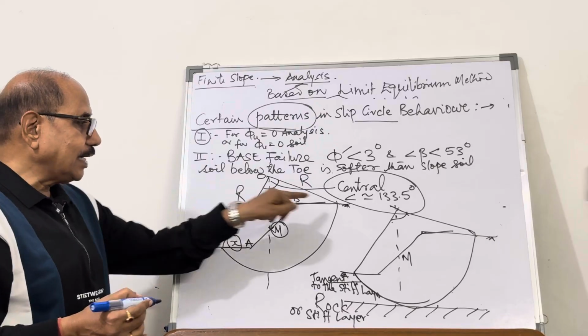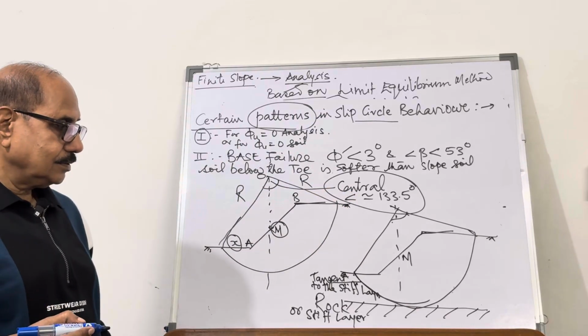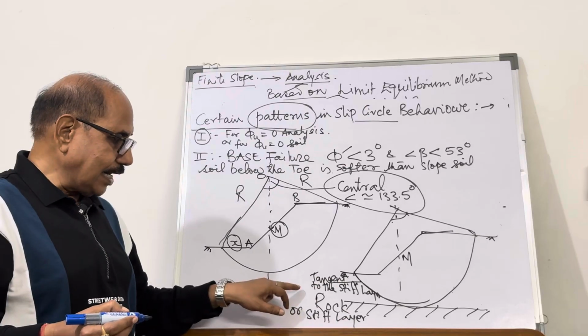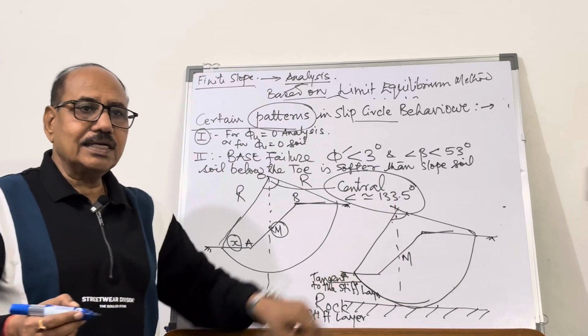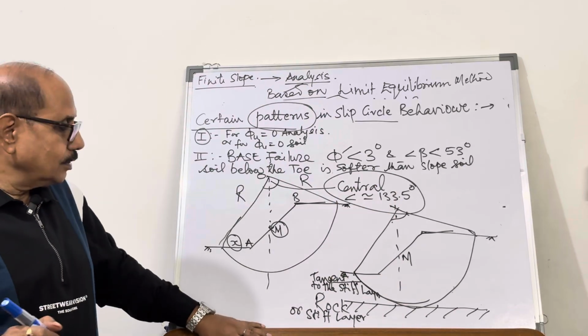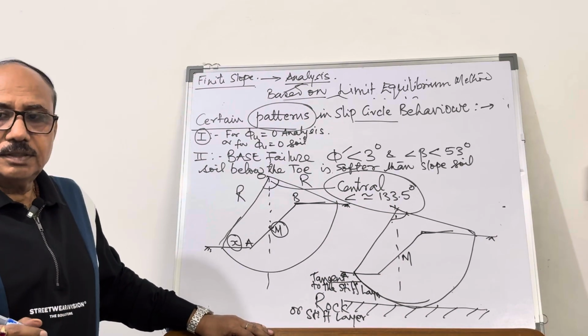What is the guideline? The additional guideline is the central angle here. Here, what is the guideline? If it is a stiff layer, this circle is going to be tangent to the stiff layer.